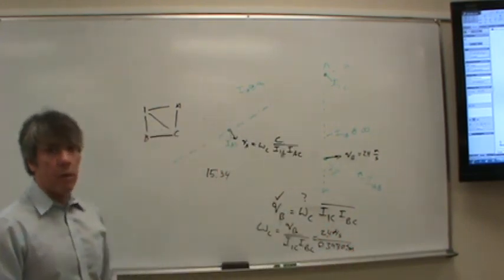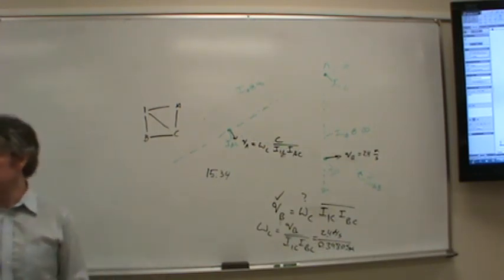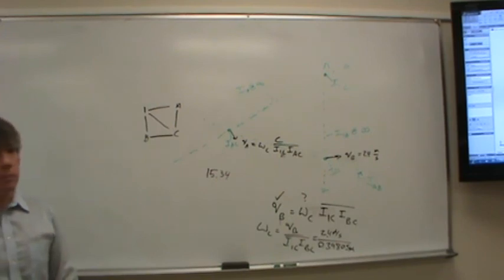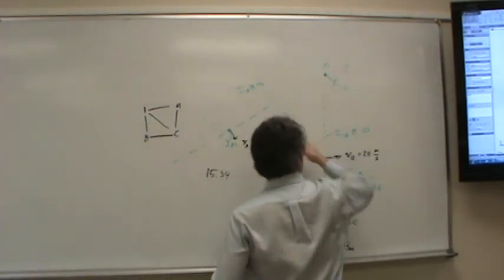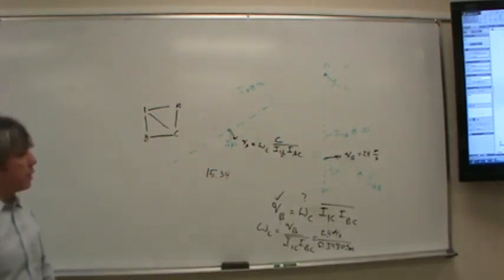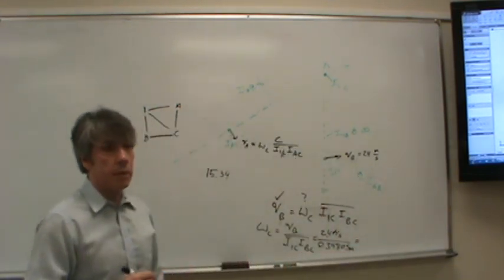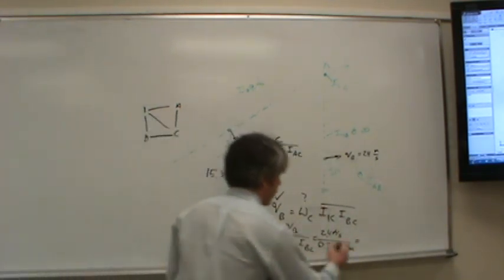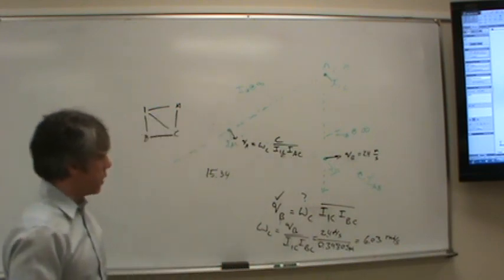Is C rotating clockwise or counterclockwise? Pretty easy to figure out from intuition. Isn't C moving like this, right? So isn't that a counterclockwise rotation? Okay. All right, anyone have a number for me? 6.03. 6.03 radians per second. Good. That seems reasonable.